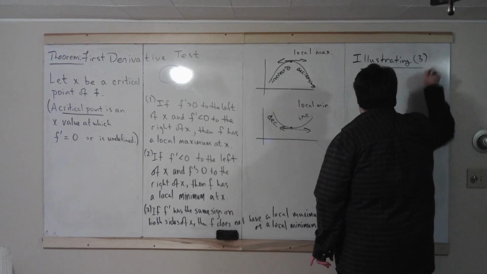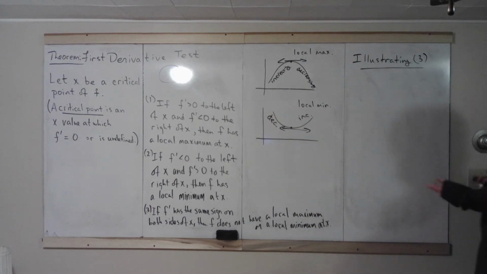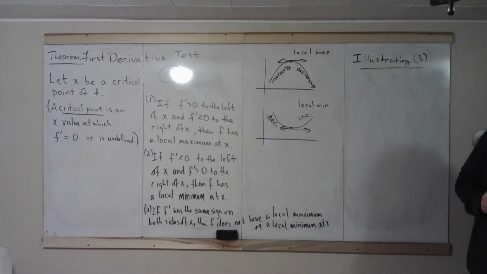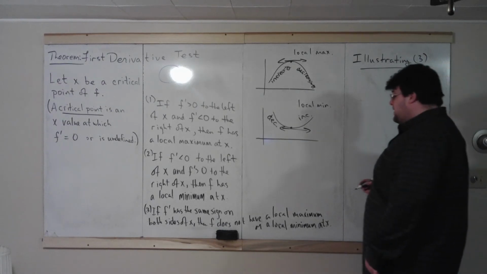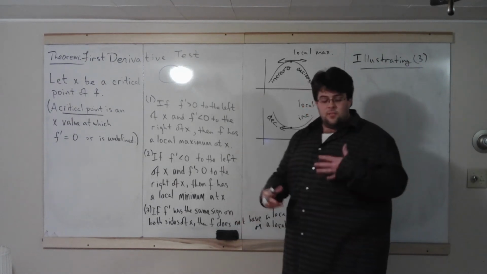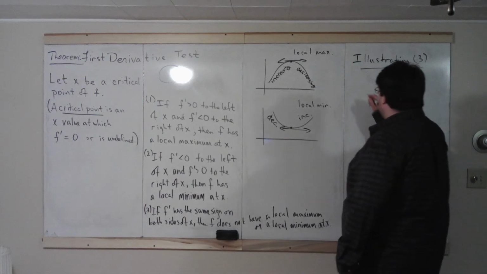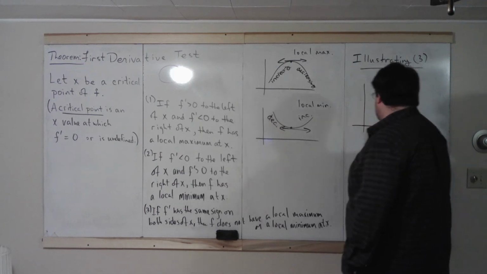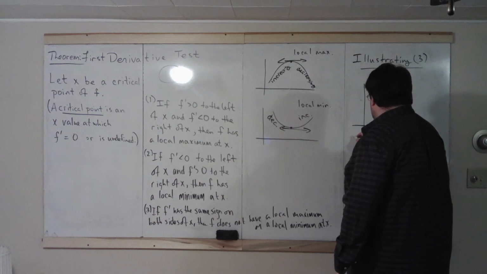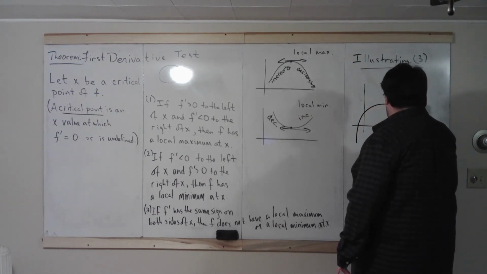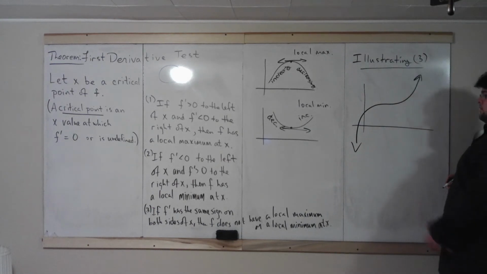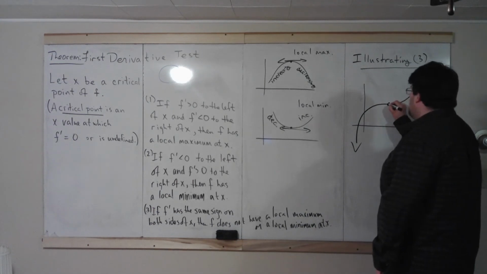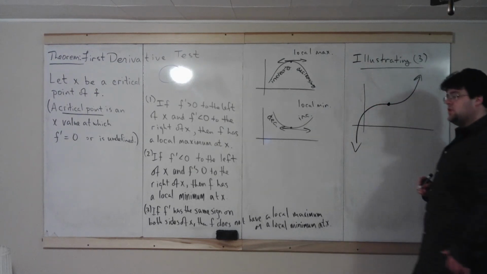So I'll just say illustrating 3. Those first 2 graphs there illustrate 1 and 2. What would 3 look like? Well, same sign, you could have positive, positive, or negative, negative. I'll draw positive, positive, and negative, negative, just flip it around. Something like this. Case 3 applies. Right in here, we do have a horizontal tangent line.